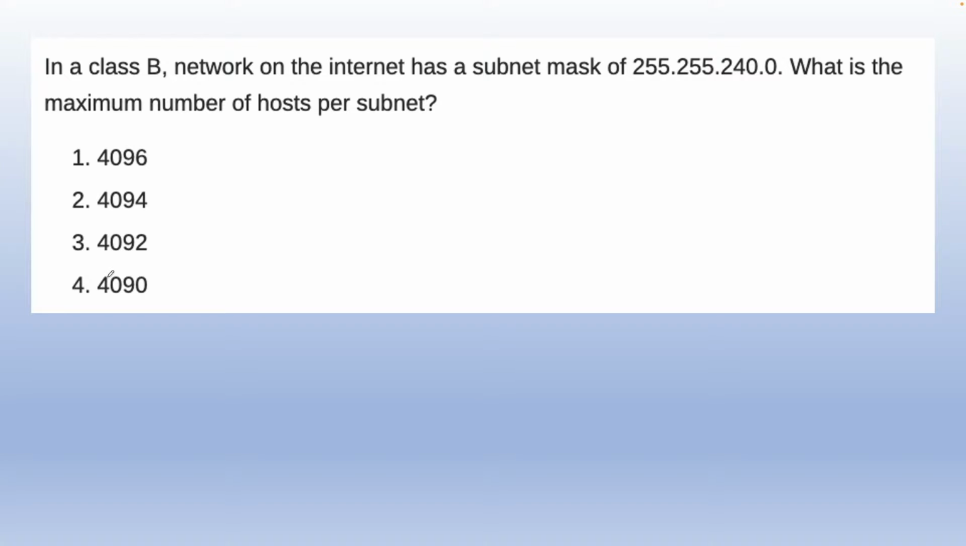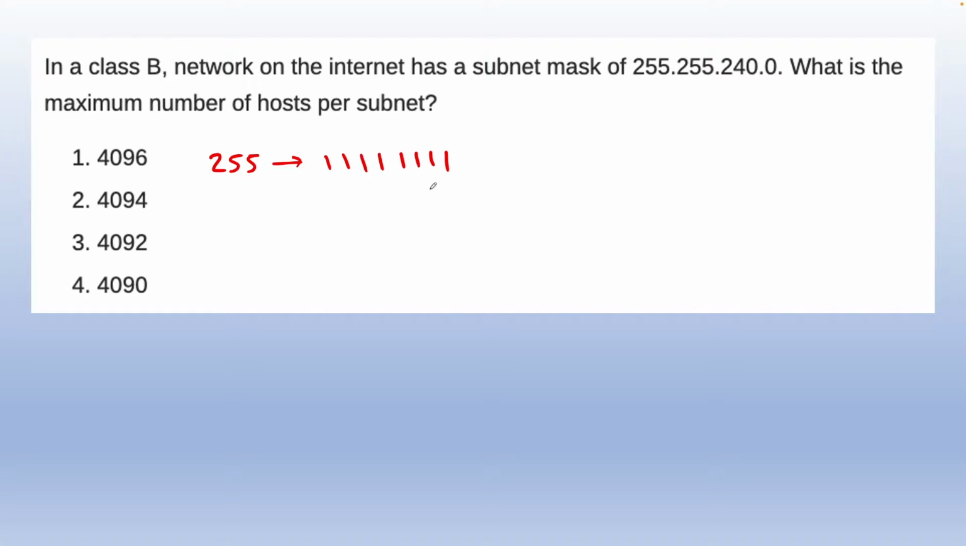What is a subnet mask? It is the number of ones in the network part when we represent it in binary. So we have 255. This can be written as a sequence of 8 ones: 1 1 1 1 1 1 1 1.